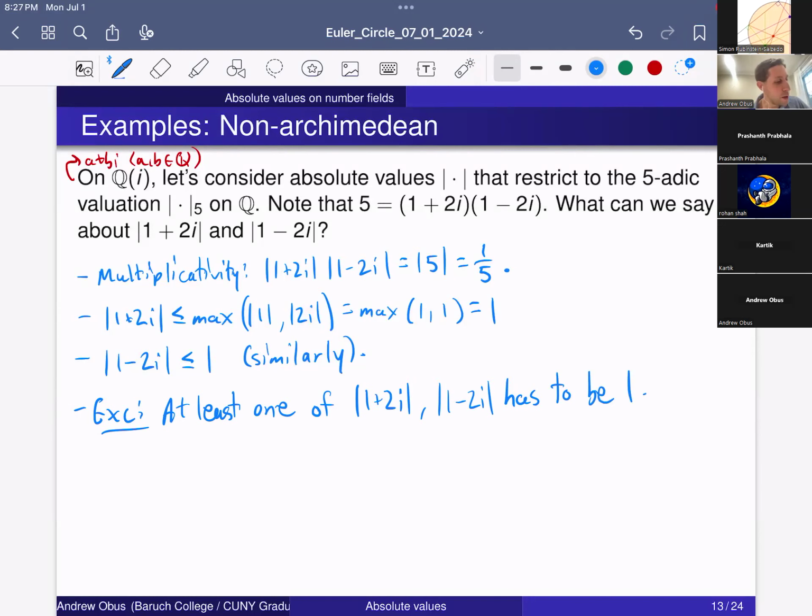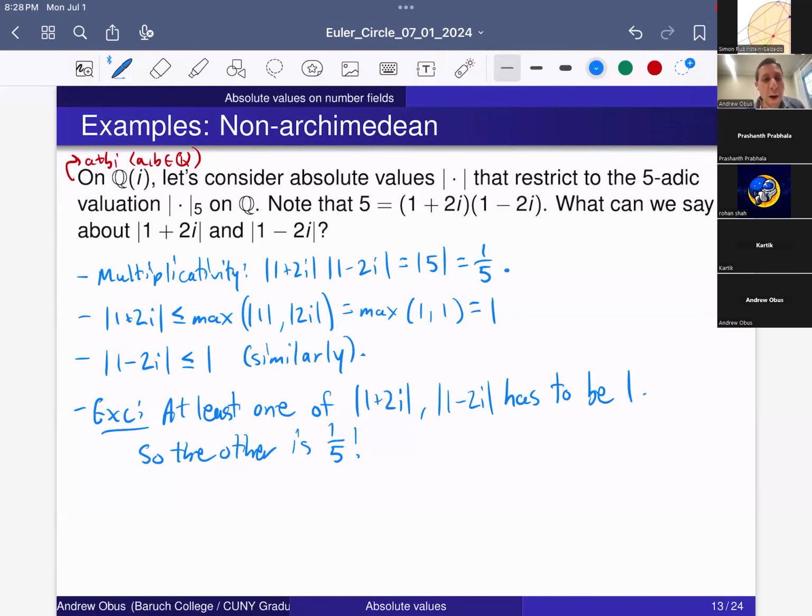One way that you can do this is look at what happens when you add them together. If they both had absolute value less than 1, then their sum would have absolute value less than 1, but their sum is 2, which has absolute value 1. That's a contradiction. You can write that out if you want. That's the exercise. So at least one of them has to be 1, and that means the other one is 1/5. One of these has absolute value 1, which means the other one has absolute value 1/5.